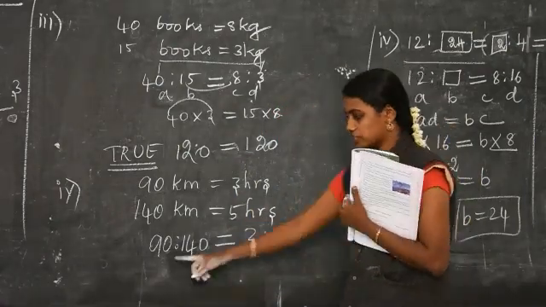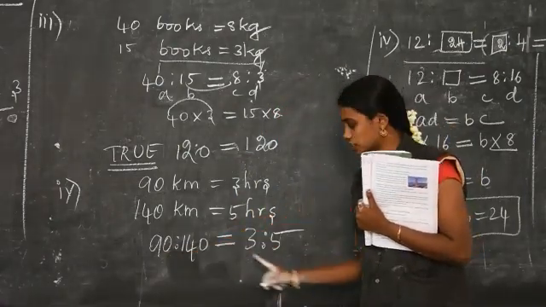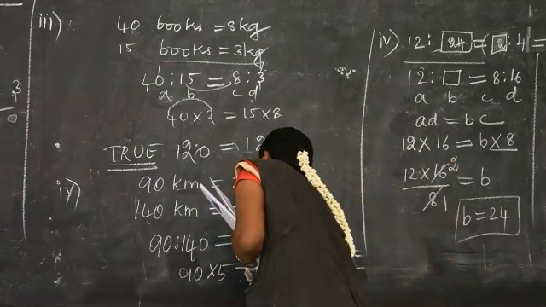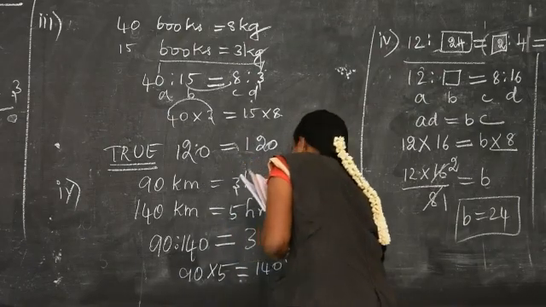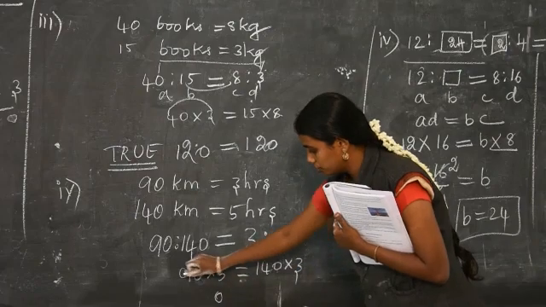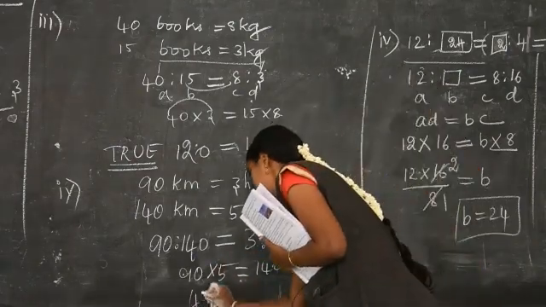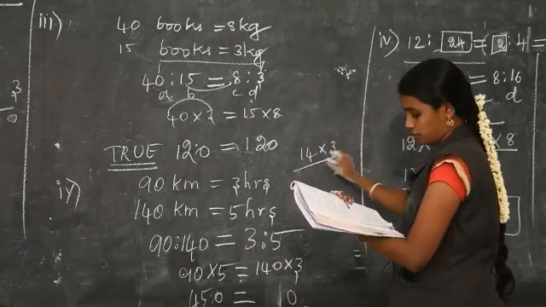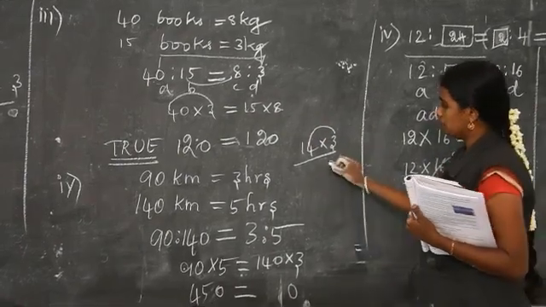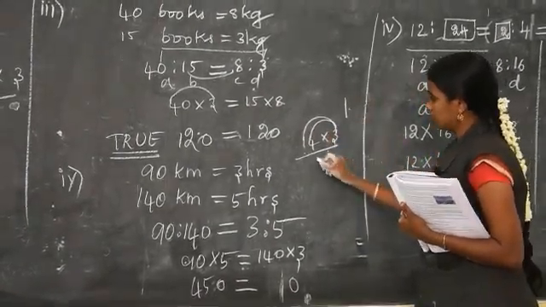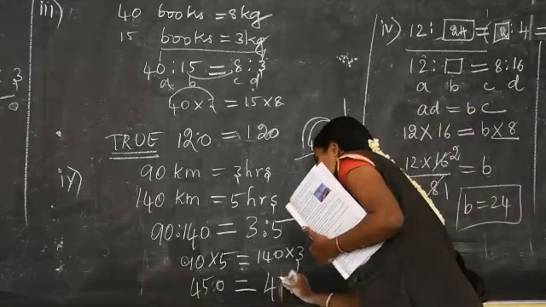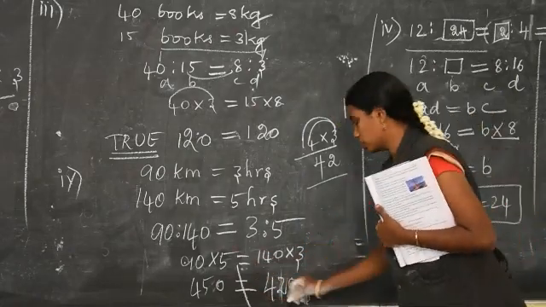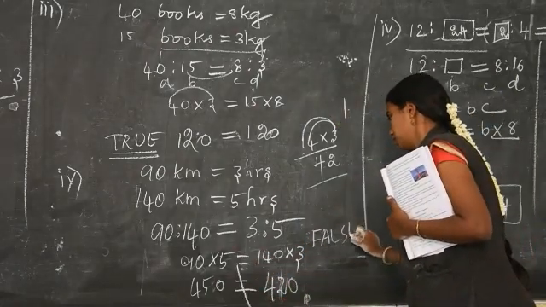Proportion method, easy way, what did I say? First term and last term multiply, and middle terms multiply. 90 into 5, 140 into 3. Okay, now 9 5s are 45, so 450. Next here, multiply 14 into 3, 3 4s are 12, 3 1s are 3, 3 plus 1, 4, 420. Are they same? 450 and 420 are different, it is not equal, the statement is false.